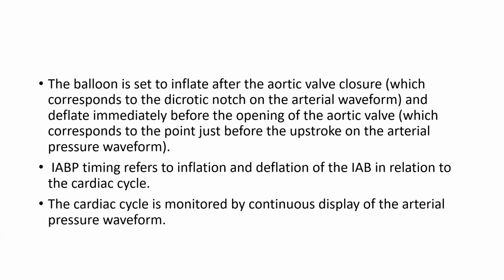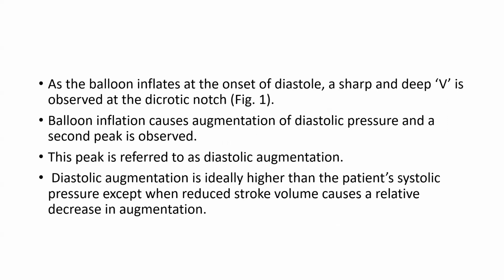The cardiac cycle is monitored by continuous display of the aortic pressure wave. As the balloon inflates at the onset of diastole, a sharp and deep V wave is observed at the dicrotic notch. Balloon inflation causes augmentation of diastolic pressure and a second peak is observed. This peak is referred to as diastolic augmentation. Diastolic augmentation is ideally higher than the patient's systolic pressure, except when reduced stroke volume causes a relative decrease in augmentation.